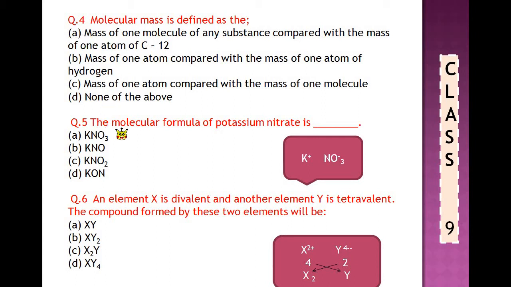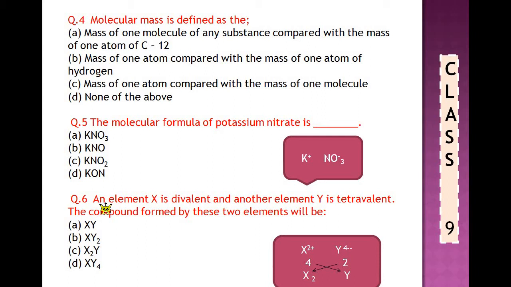Now let's see question number 5. The molecular formula of potassium nitrate is, these are the four options. A KNO3, B KNO, C KNO2, D KON. Now you know that when we form any compound, we need ions. So this is a positive ion, that is cation, and this is an anion. So the valency of potassium is positive 1 and the valency of nitrate is negative 1. After combining these two ions, we'll get KNO3. So the formula of potassium nitrate is KNO3. So option A is correct.